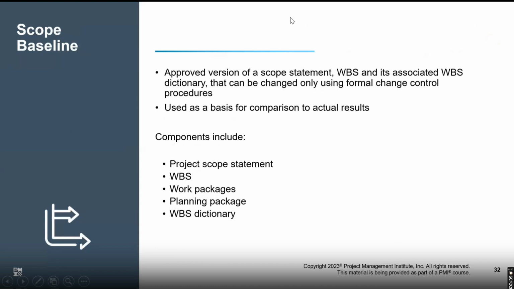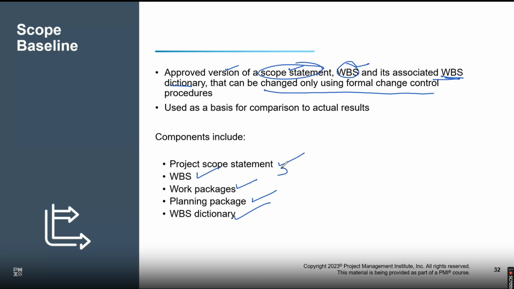Once your baseline gets approved, have a look at this: the approved version of your scope statement, WBS, and its associated dictionary. The scope statement, the WBS, and its associated dictionary will be called a scope baseline, and it can only be changed through the change request process. What does it contain? The scope statement, the WBS, the work packages, the planning packages, and the WBS dictionary. Your baseline will contain all of these by default.